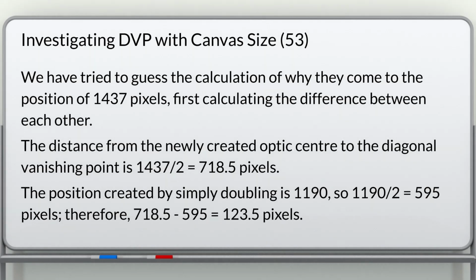We have tried to guess the calculation of why they come to the position of 1437 pixels, first calculating the difference between each other. The distance from the newly created optic center to the diagonal vanishing point is 1437 divided by 2 equals 718.5 pixels. The position created by simply doubling is 1190, so 1190 divided by 2 equals 595 pixels. Therefore, 718.5 minus 595 equals 123.5 pixels.